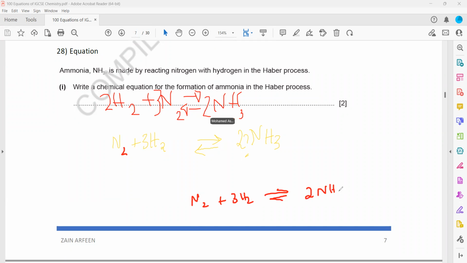And you have to learn the reaction conditions, the temperature at which this reaction is carried out. Iron is used as a catalyst, 450 degrees Celsius, and we use around 200 atm.